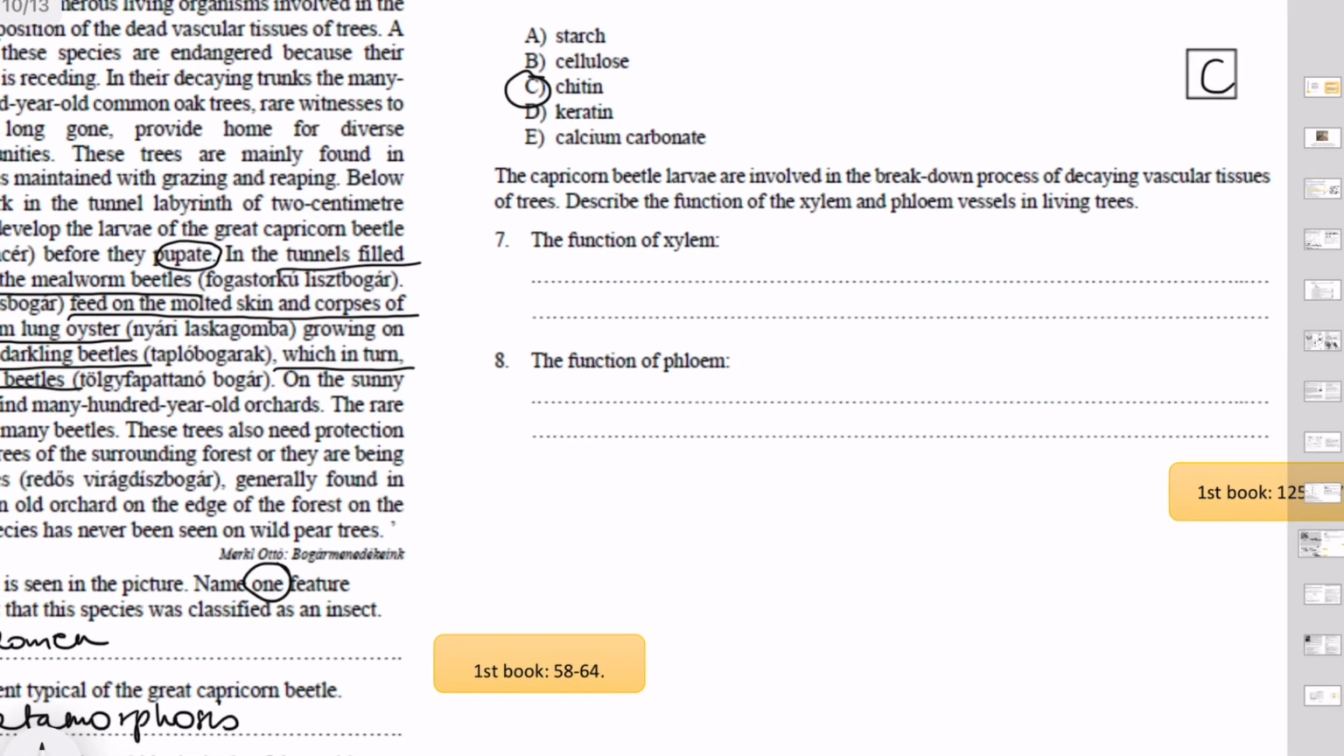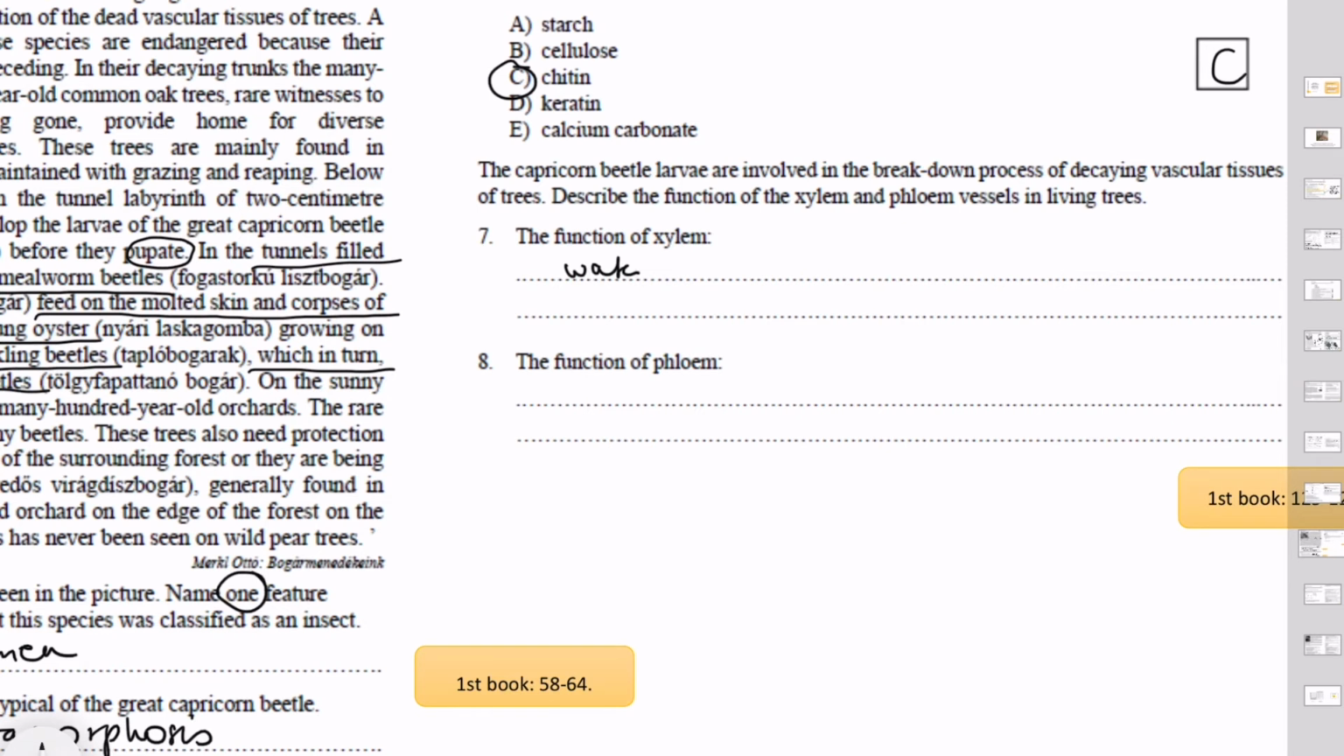But here we need to write down the function. So xylem is responsible for water and mineral transportation. And phloem is responsible for organic substances, so the transport of organic substances.